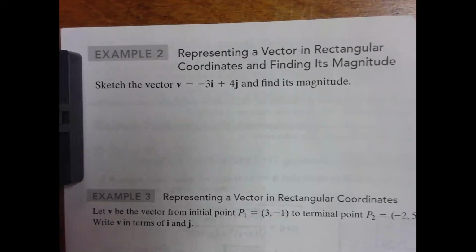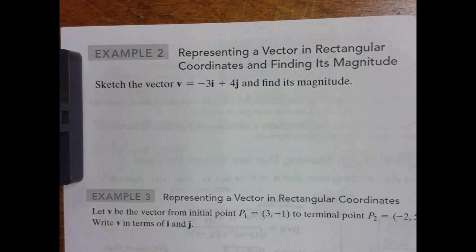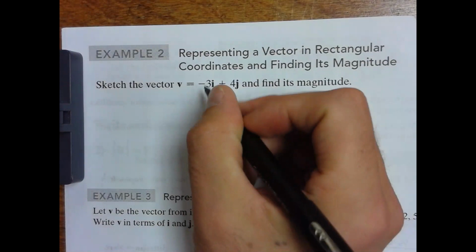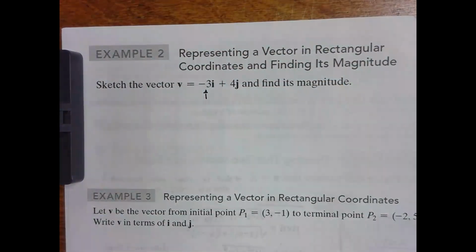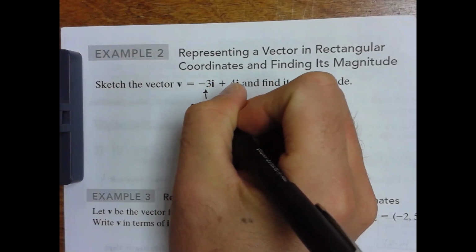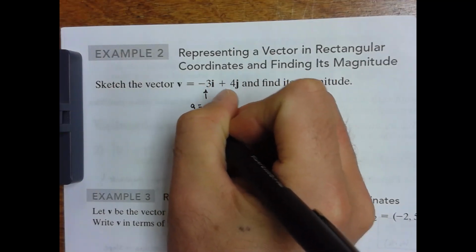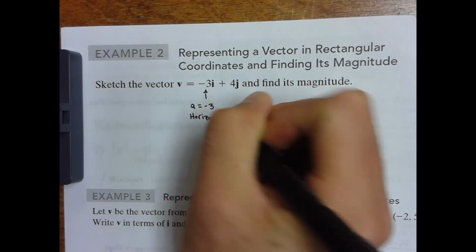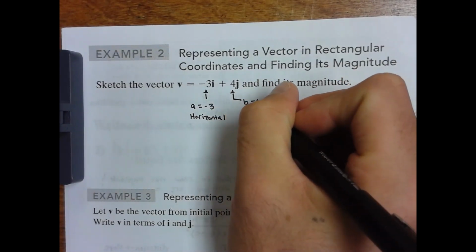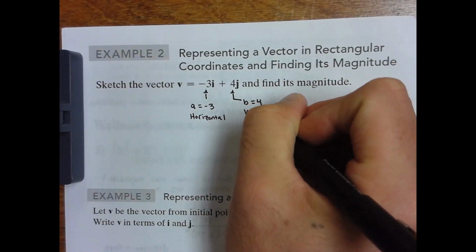But one thing is sketching a vector when we are given the i and j components and then just finding that magnitude. Nothing too hard here. One thing that I just want to point out, and you basically took notes on this before, is that with this vector v, the number in front of i, that would be our coefficient for a. So in this case, a is -3, and this is our horizontal component. And then the number in front of j, that's the b value, so b is 4, and that's our vertical component.